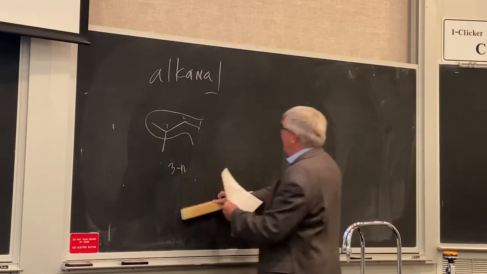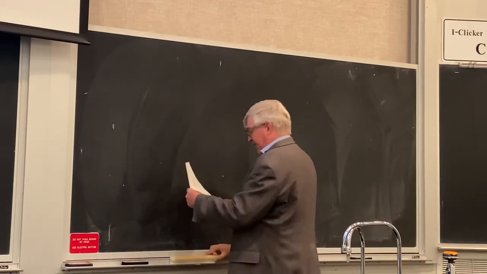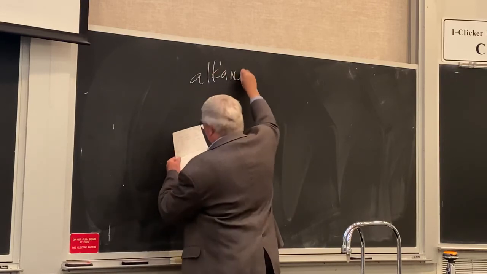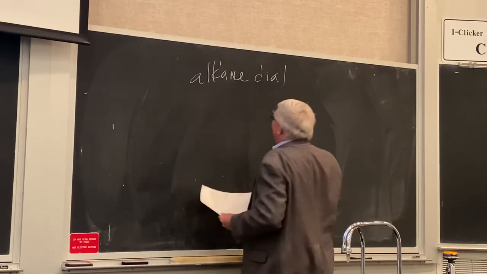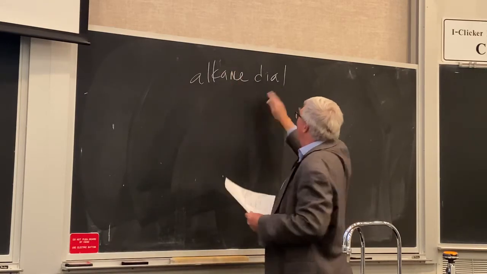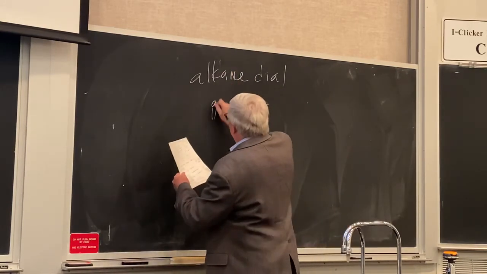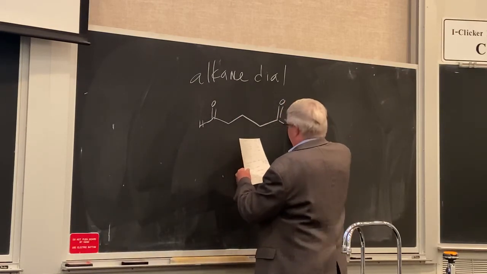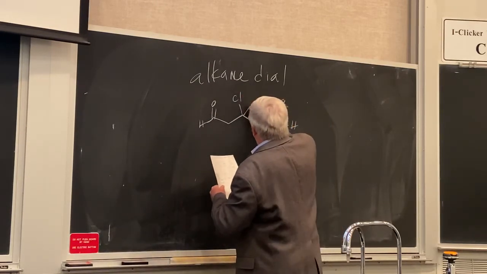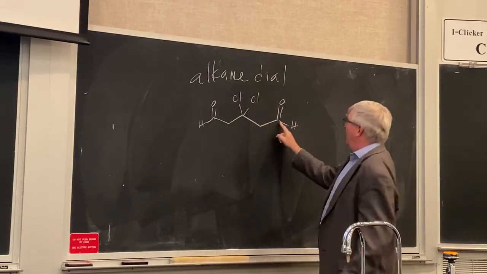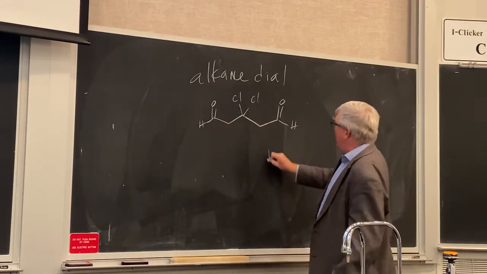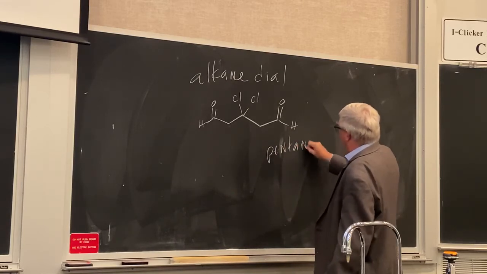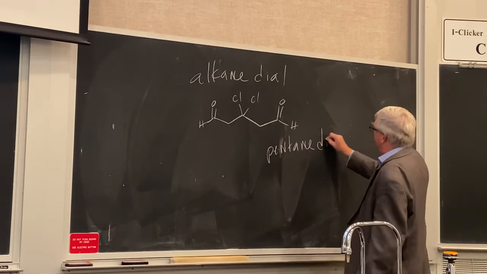Alkane, dial. And there you have the whole parent and then the dial. So something like this could be what? 1, 2, 3, 4, 5. So it's pentane. The whole thing, pentanedial.